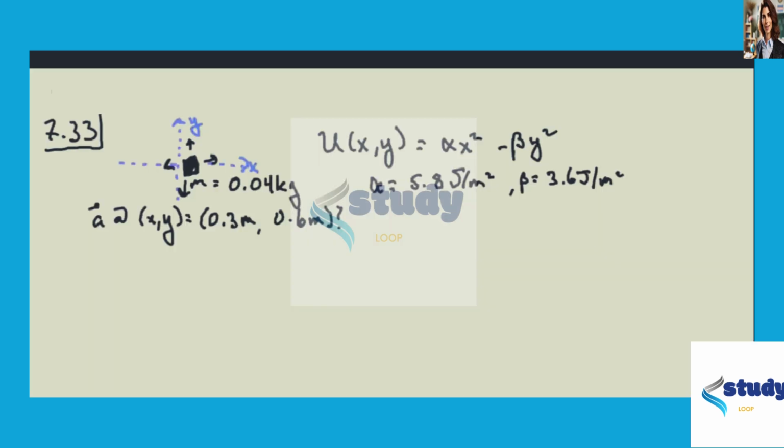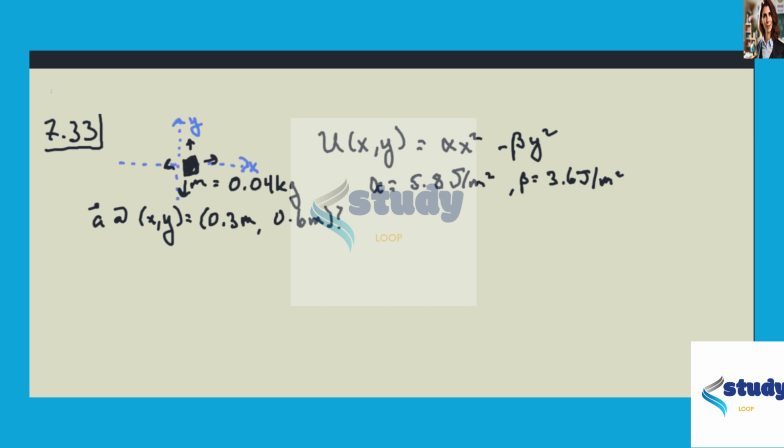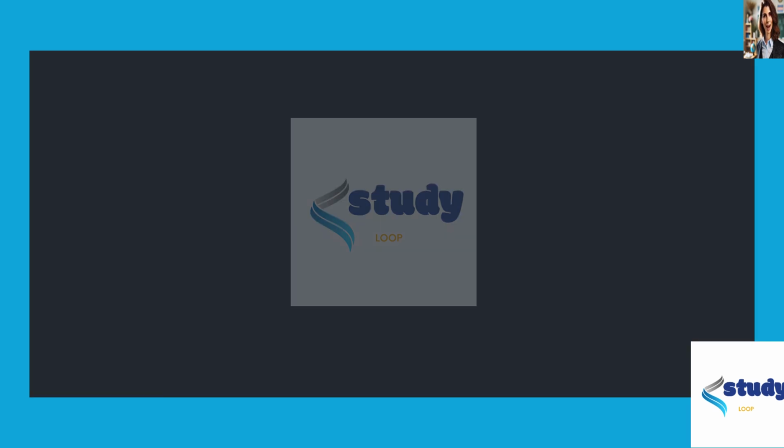Problem 7.33. So we've got this box moving around in the xy plane. It has a given mass. And in the xy plane, there's a force acting on it that has an associated potential energy function of alpha x squared minus beta y squared, where alpha and beta are what I've put in here for the sake of convenience for these constants they've given us. And we want to find the magnitude and direction of the acceleration of the block at this xy position.